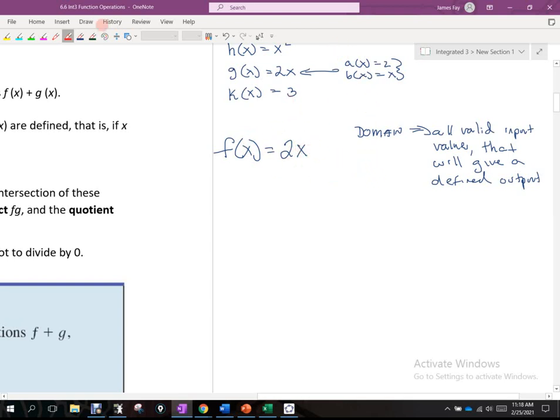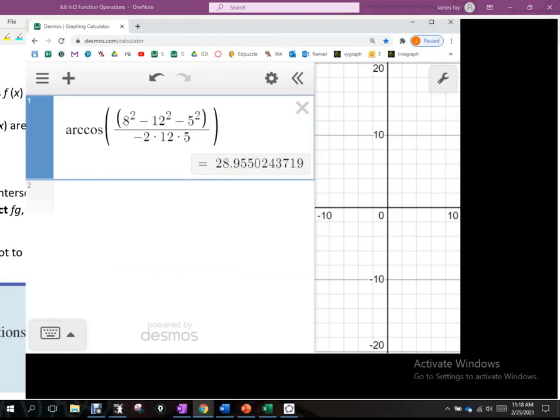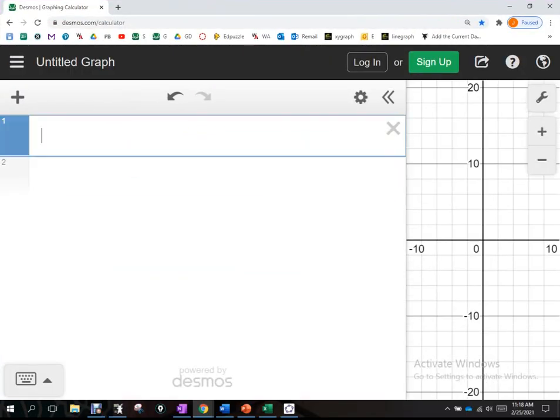No matter what number I choose, so let's do this in Desmos, okay? If I say f, I'll have to write it this way. Let's go.